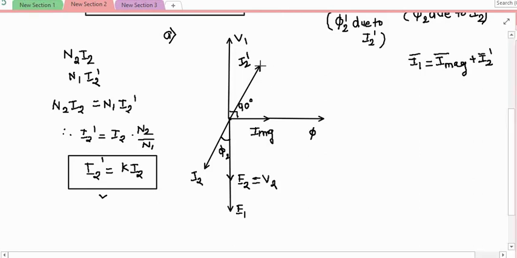So simply I will take the vector sum here. To take the vector sum, I will draw one vector parallel to I magnetizing of the same length. Similarly, I will draw one vector from this tip which is parallel. So this is your parallelogram, and the vector sum of these two is nothing but your primary current I1. This is also I magnetizing. Now the angle between V1 and I1 is your phi 1, and cosine of phi 1 is nothing but the power factor of the primary, right?